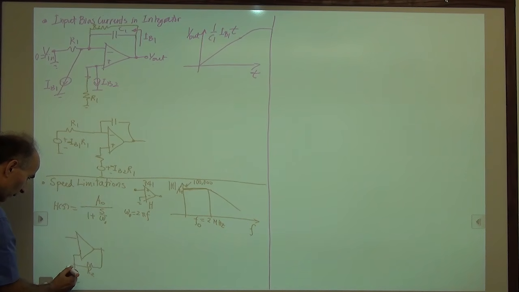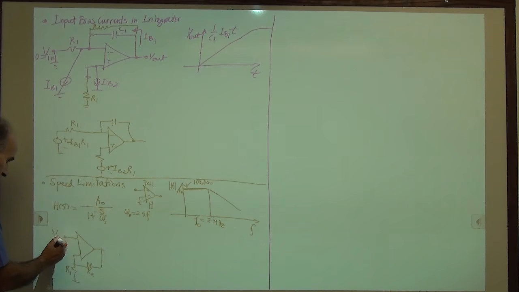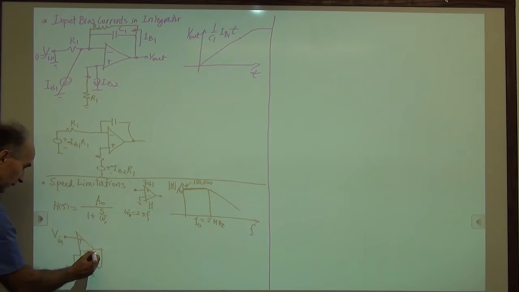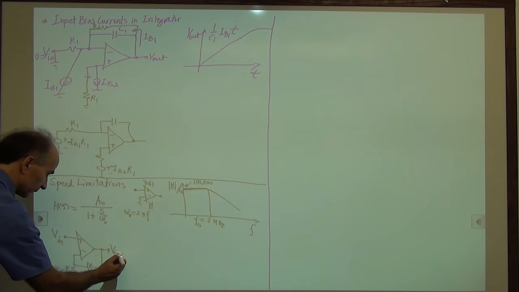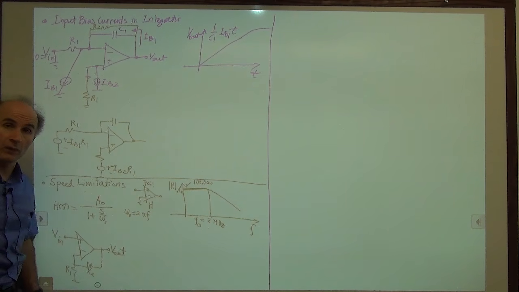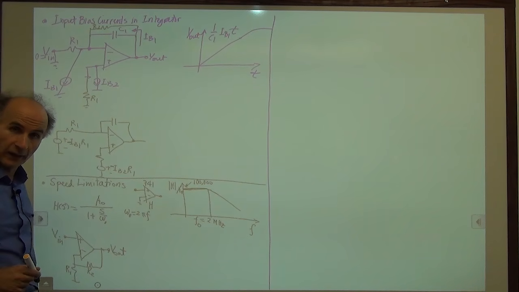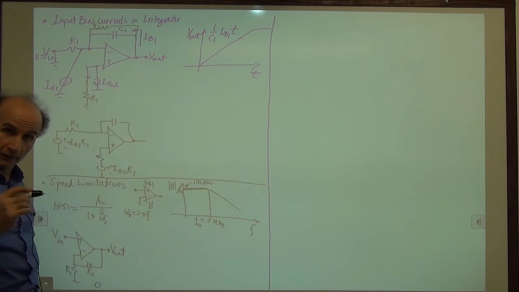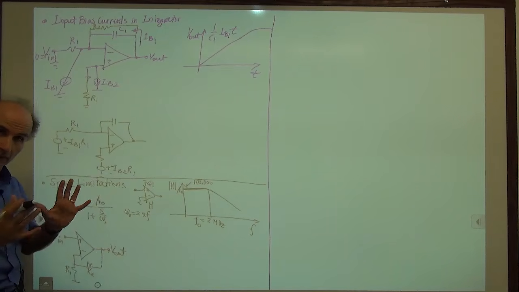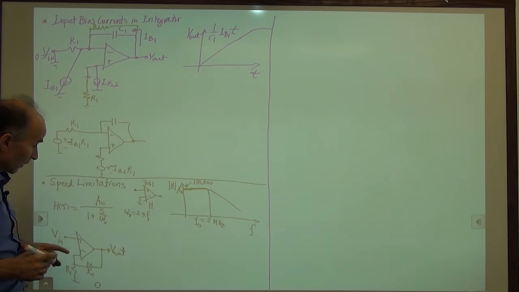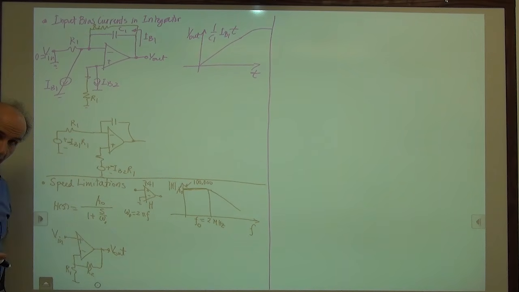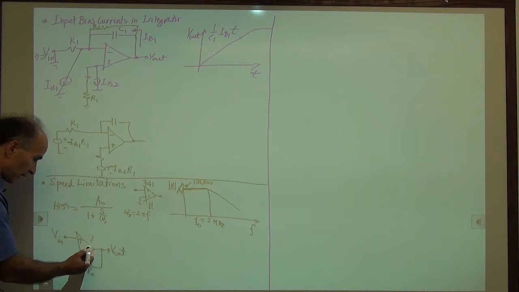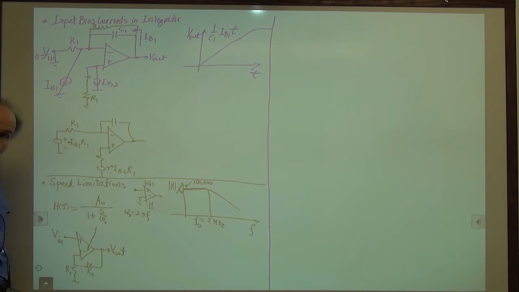R2, R1, V in, and V out. So not only are we not assuming that A0 is infinite, so A0 is not infinite, it's small, moderate, we are also assuming that there's a frequency dependence. So what goes in here is this transfer function. Okay, so now we need to do the calculations.